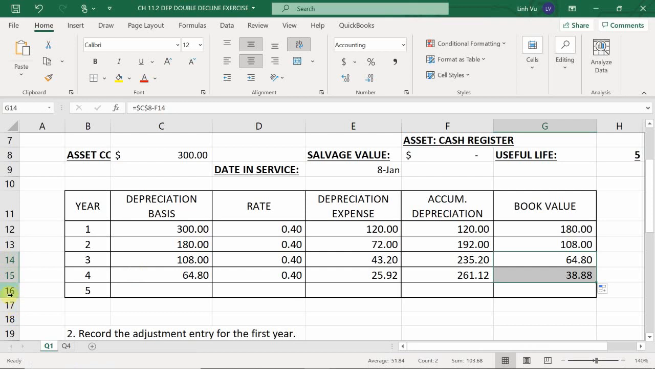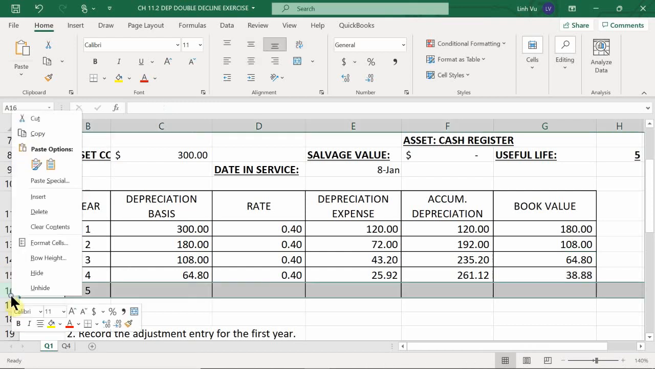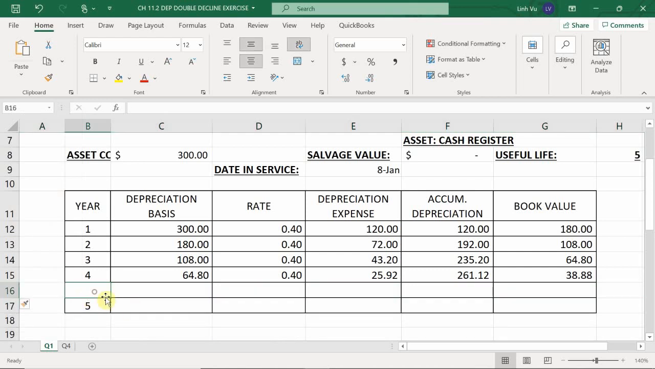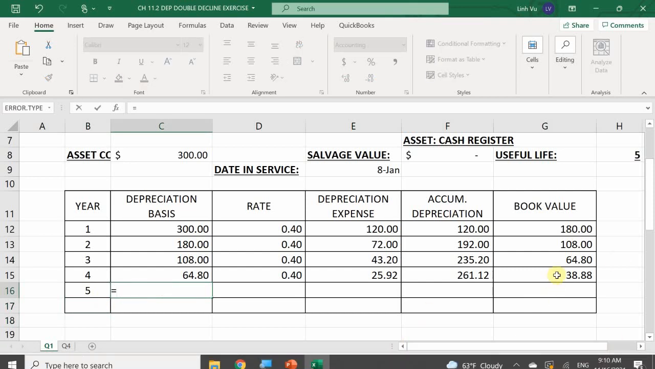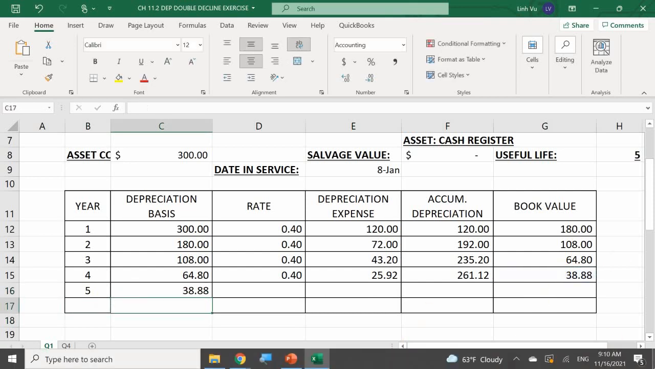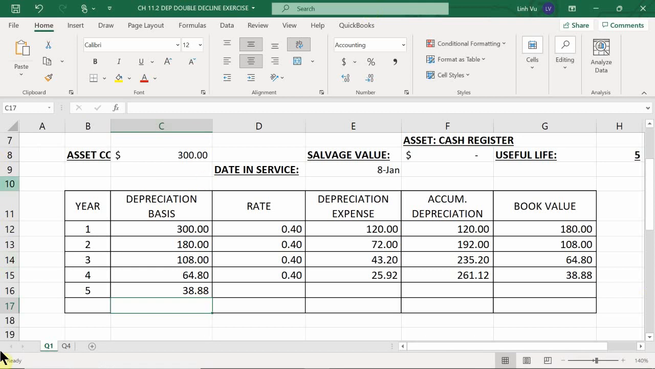Okay, so let me see here. Let's insert one. So you got year 5 here. So again, if 38.88 is going to be my beginning of the year's book value for year 5, what is 40% of that?